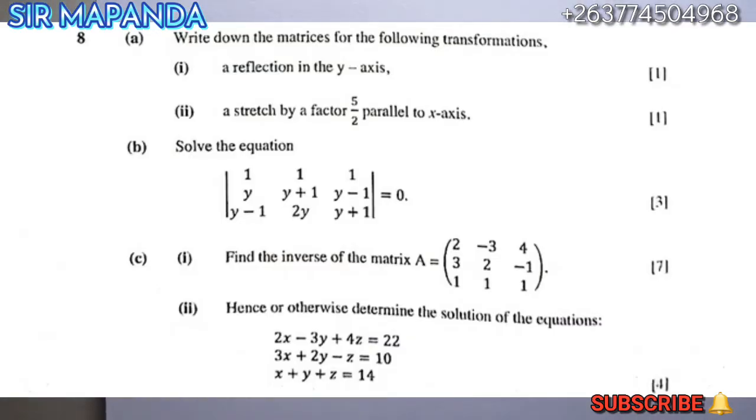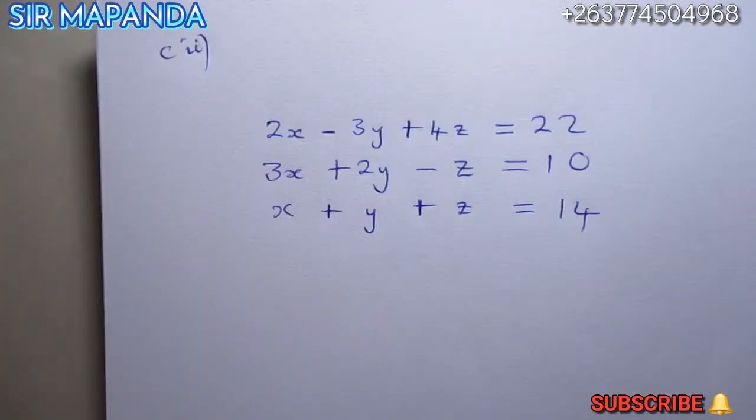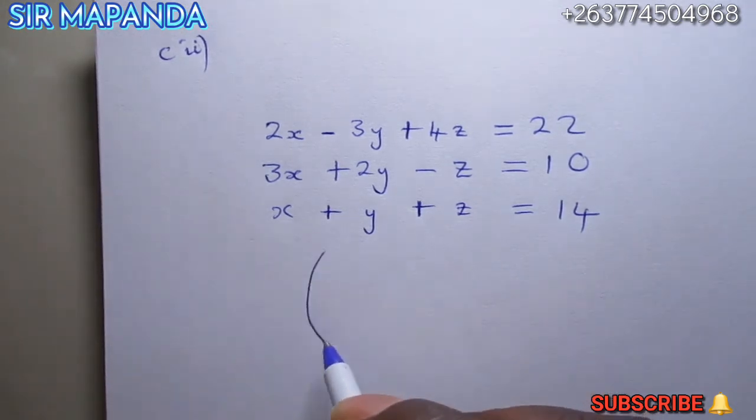Welcome back. We are now moving on to part C2. It reads, hence or otherwise determine the solution of the equations. Then we are given 3 equations. We refer to this as the system of equations. I hope you are following, class. Right. So I want you to notice something, right?